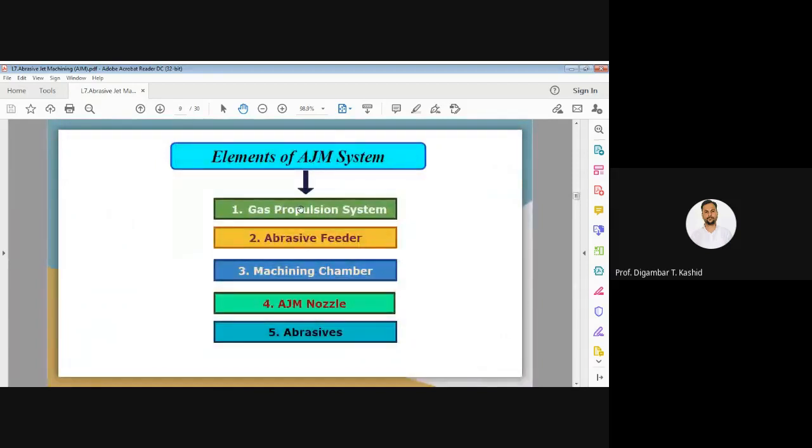So, the elements of this abrasive jet machining system. Here I have mentioned some elements of the AJM system. The question arises: what are the various elements of the AJM system? We can see in the slide. First is the gas propulsion system, then the abrasive feeder, then the mixing chamber, then the AJM nozzle, that is the abrasive jet nozzle, and the last is the abrasive. One by one we will discuss now.